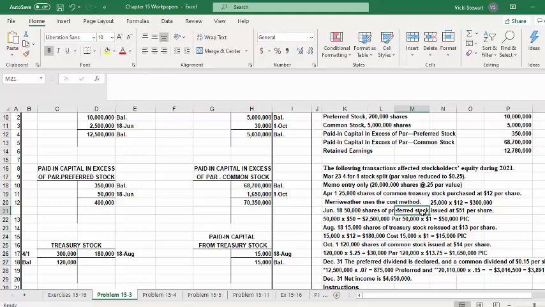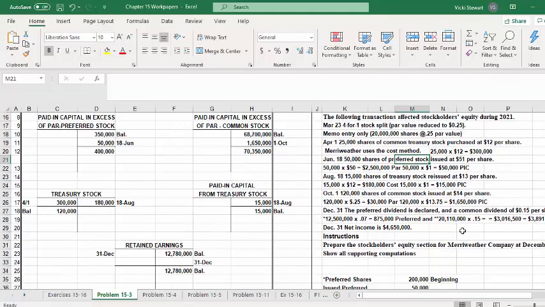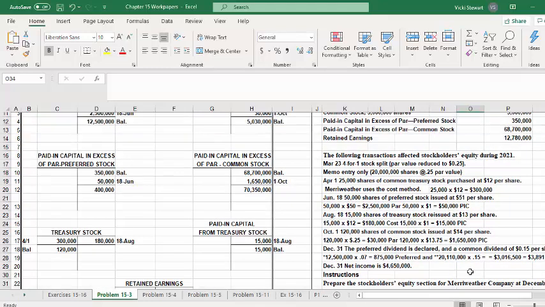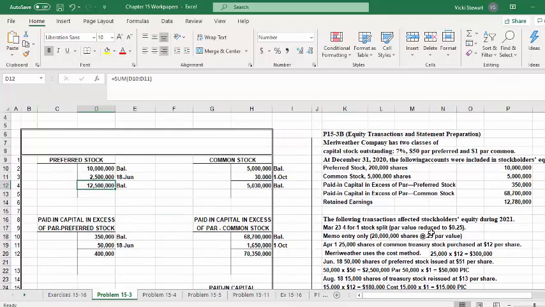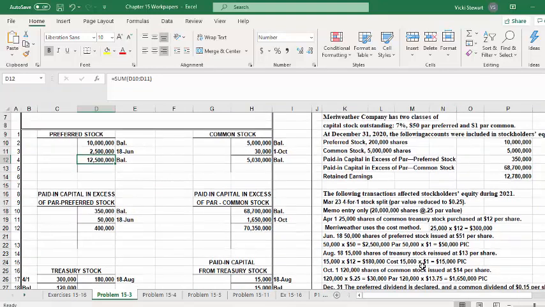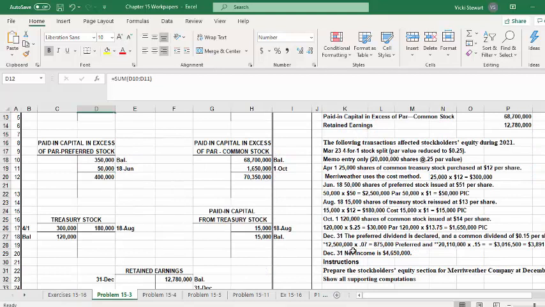The next item states that on December the 31st, the preferred dividend is declared and a common dividend of 15 cents per share is declared. So when we pay the preferred dividend, it will be paid on the par value of the shares. So first we have to determine what is the par value for the preferred. We can look up at our account and we can see that the par value is $12,500,000. So $12,500,000 times 7% is $875,000 for the preferred.